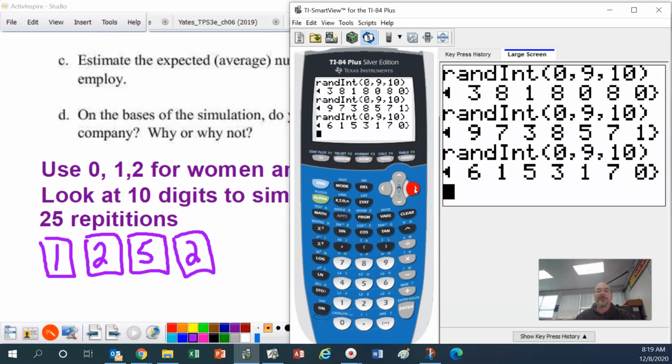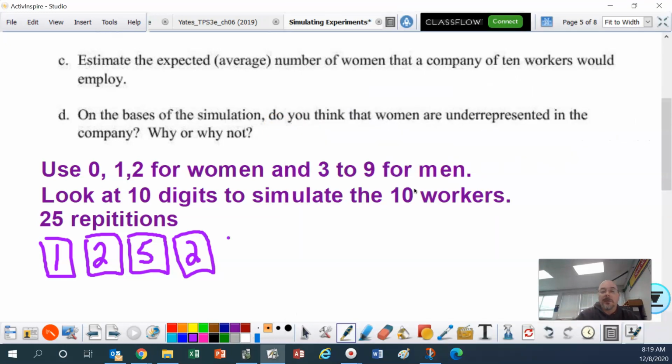And I find out that that company has 4 women. All right, ladies and gentlemen, pause the video right now and do 20 more of those and see if you come up with what I get. Now, there's a very good possibility I might goof, so you may disagree with me, but hopefully I didn't goof when I did it, okay? All right, so pause the video now, and I'll be right back.